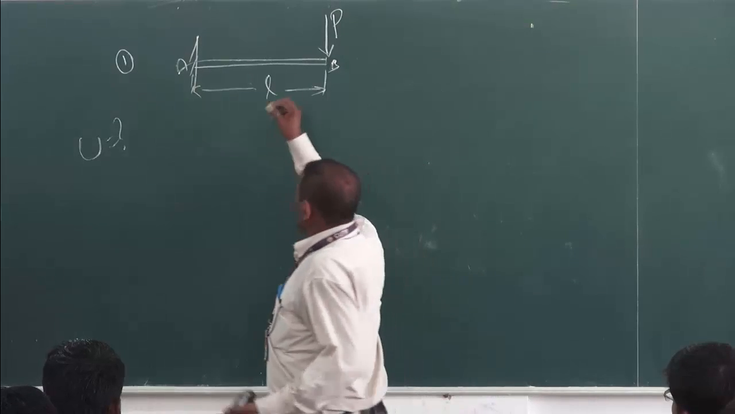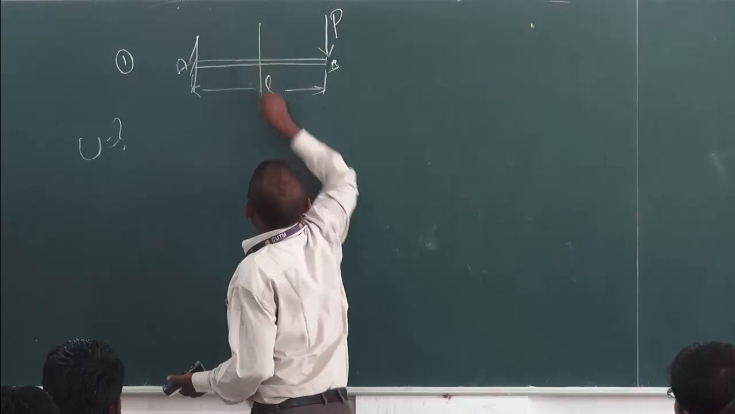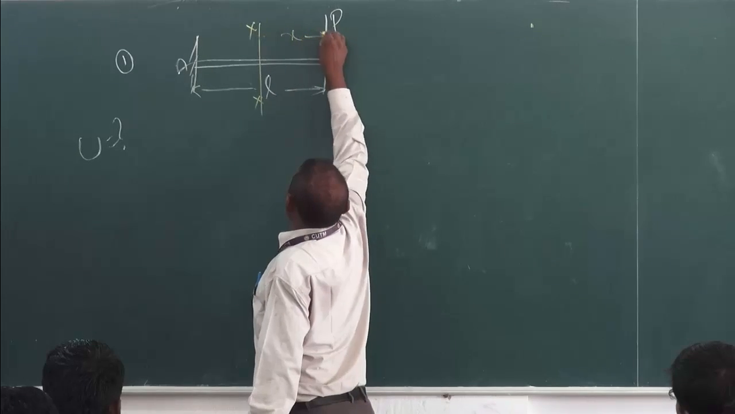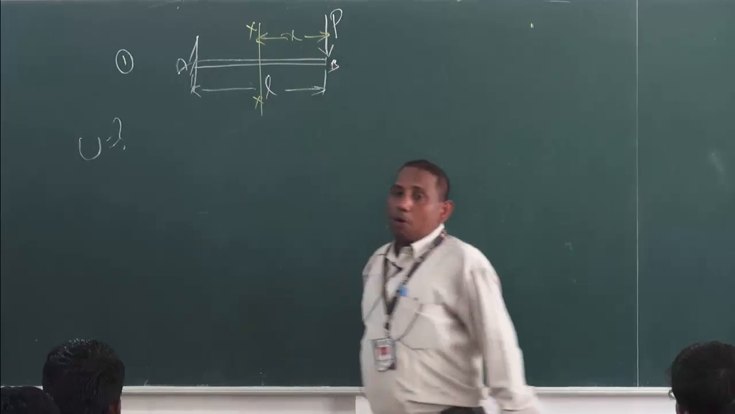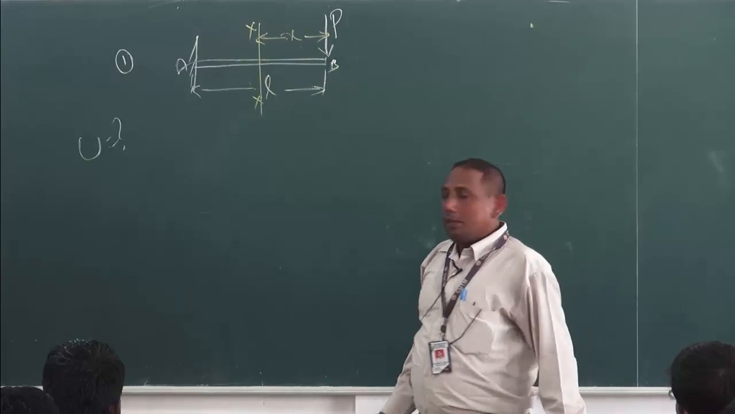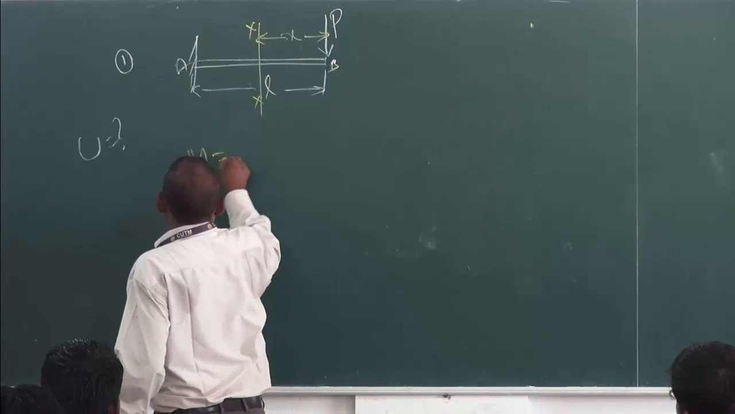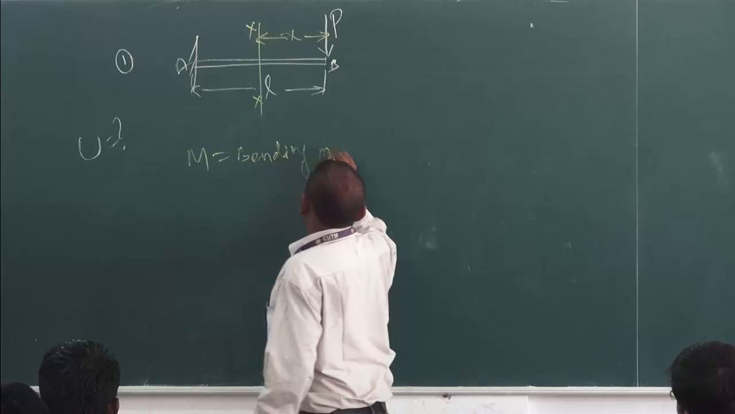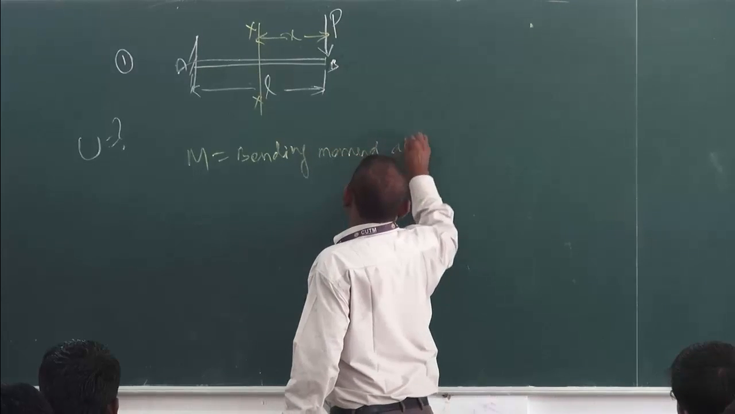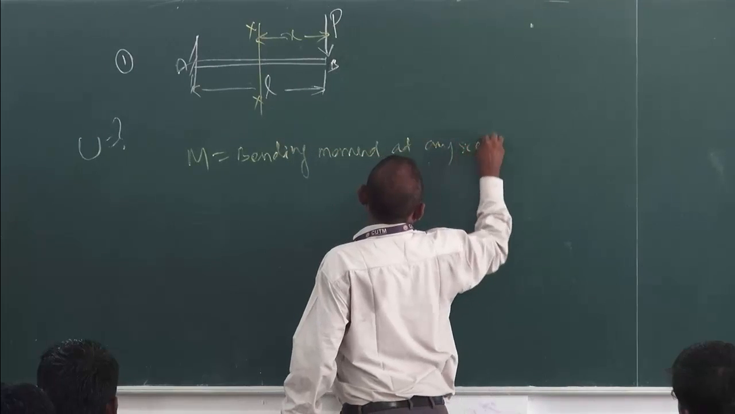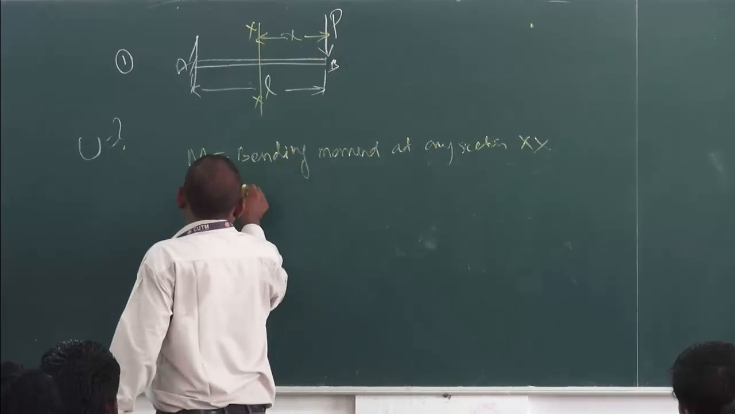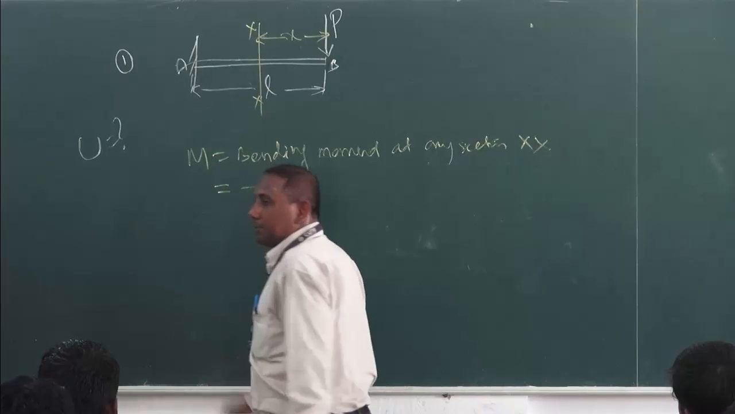And for this, you have to choose any section on the beam. Let the section be at a distance x from the free end. Then M is equal to the bending moment at any section XX, and this value is equal to minus P into x.